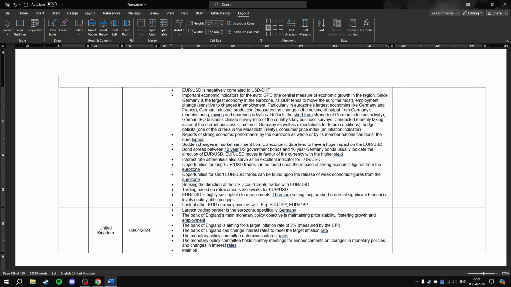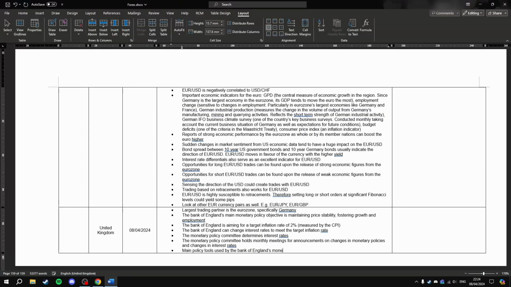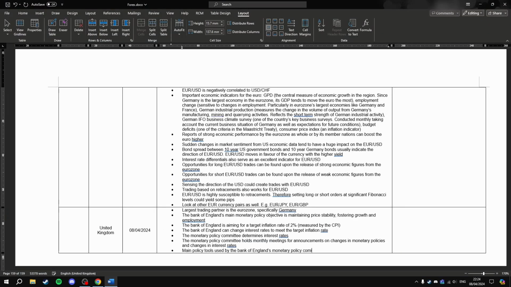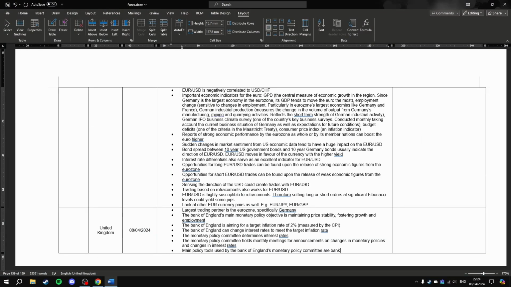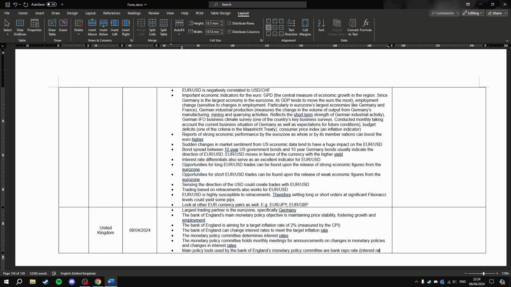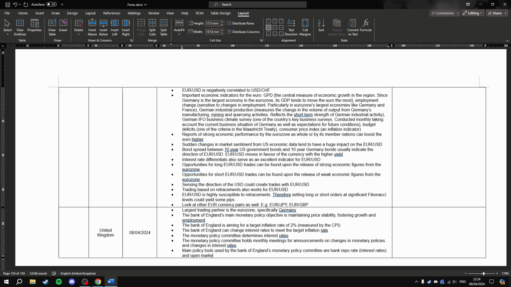The main policy tools used by the Bank of England's Monetary Policy Committee are the bank repo rate, which is the interest rates, and open market operations.